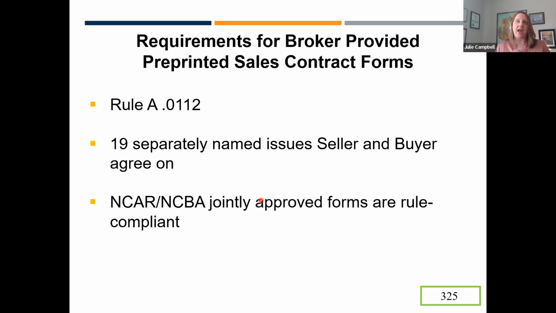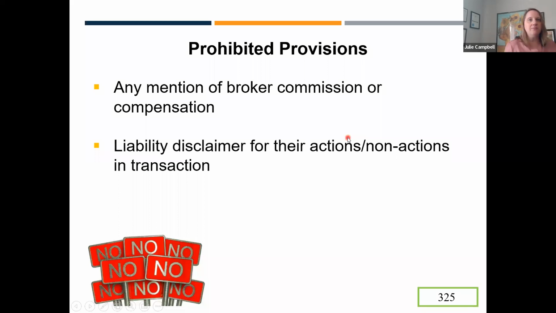I'll tell you one thing that's absolutely not allowed to be in the offer to purchase and contract, and that's me and you. Brokers don't belong in the sales contract because I'm not a party to the contract. Who are the parties to the contract? The buyer and the seller. Specifically, the Real Estate Commission says we cannot make any mention of our commission or compensation.